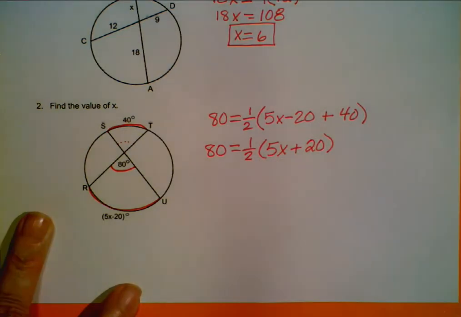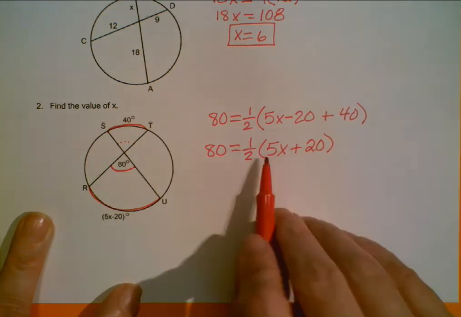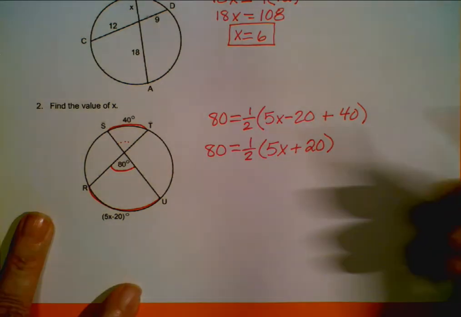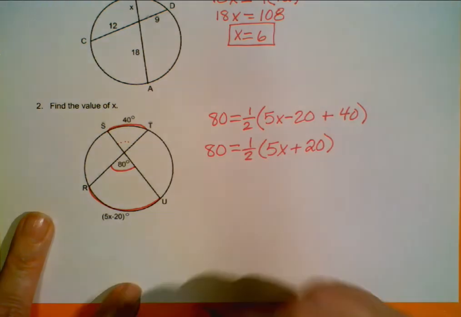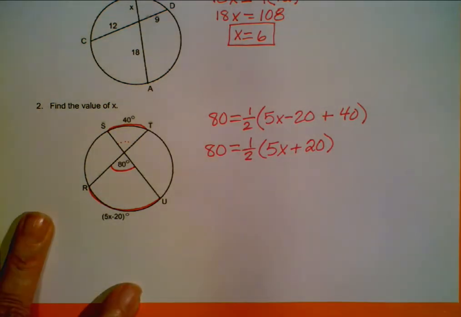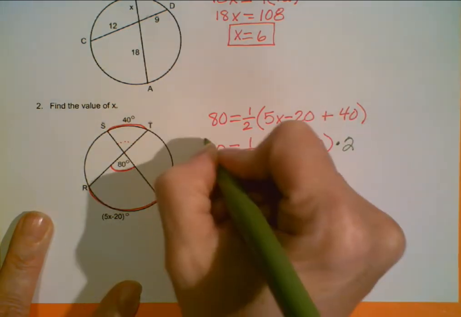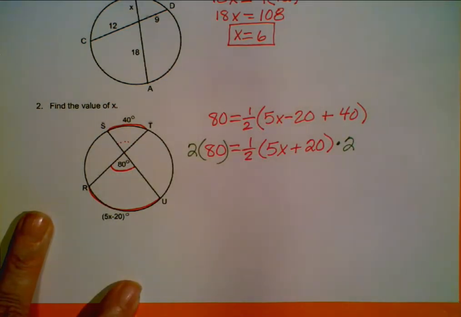Now at this point you have a choice you can make. You can either distribute the 1/2 throughout this quantity, multiply the 1/2 times 5, multiply the 1/2 times 20, or you could multiply by 2 on both sides, which is going to get rid of this 1/2 entirely. And that's the route that I'm going to take just because I don't want to work with a decimal. And I know 1/2 of 5 is going to be a decimal. So I'm going to multiply by 2 on this side, and I'm going to multiply by 2 on the left as well.